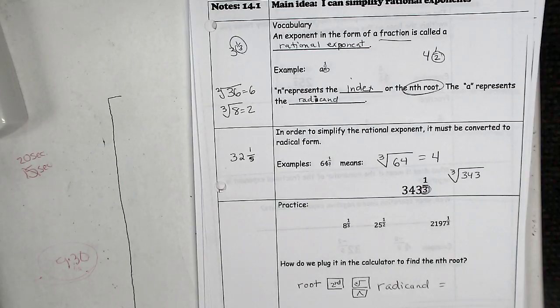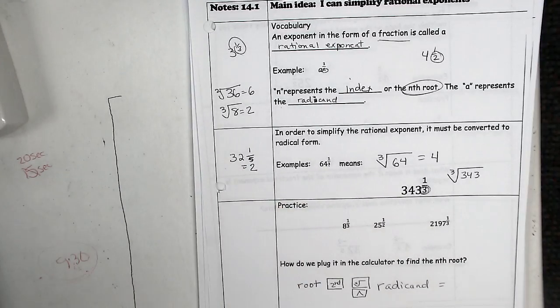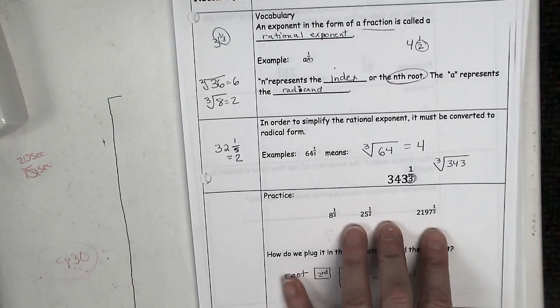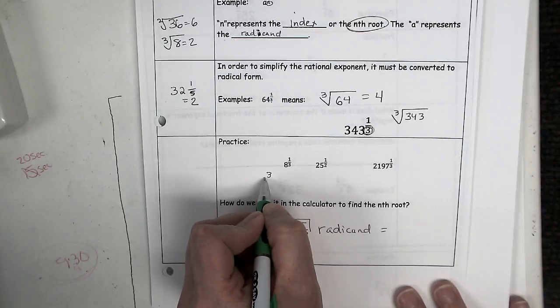Now we're going to practice a couple of these right here. I want you to write it out. The third root of 8 equals what, guys? 2.